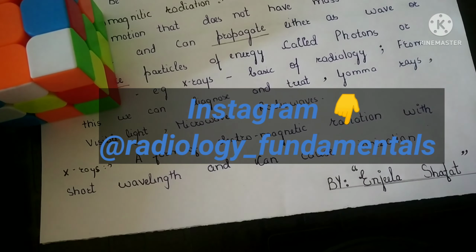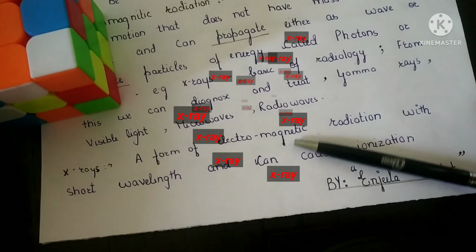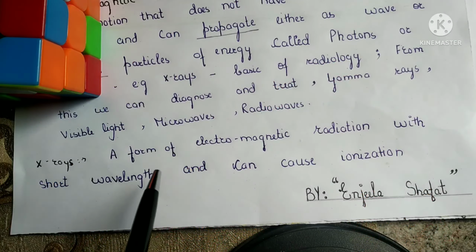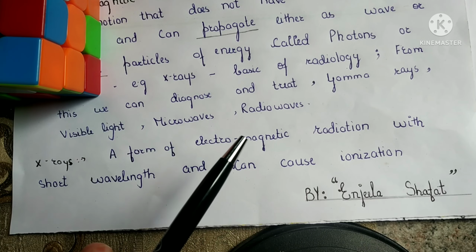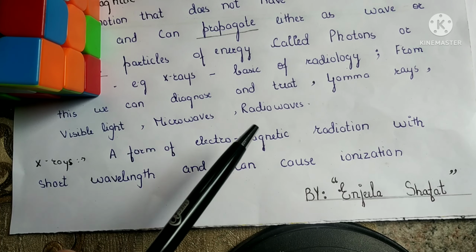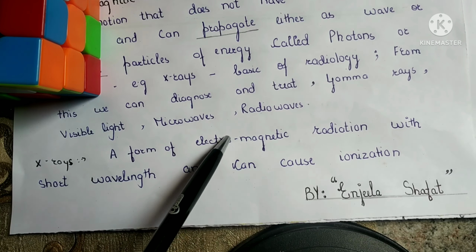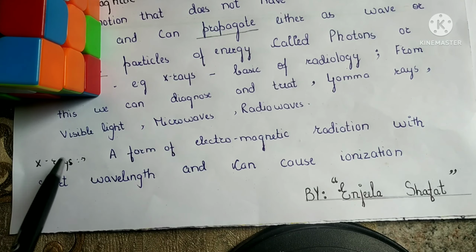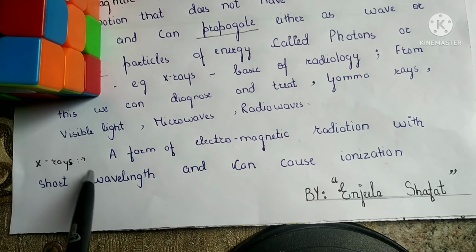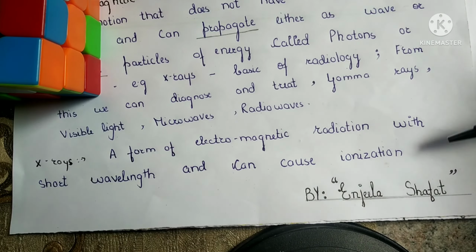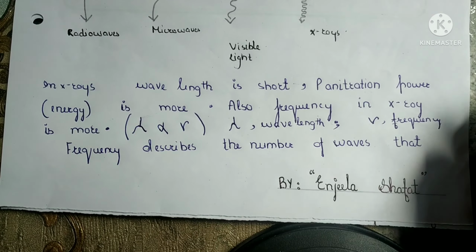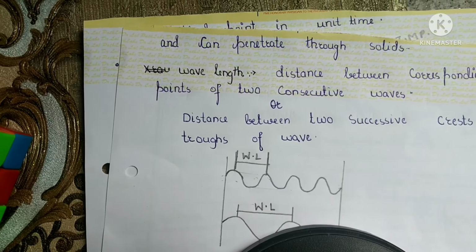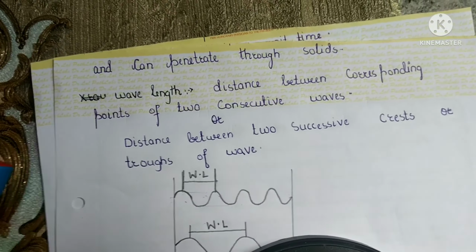So let's start our second lecture, which is X-ray. When we talk of X-rays, X-ray is a form of electromagnetic radiation. What electromagnetic radiation is has already been discussed in my previous video. For that, you can go through my previous video. So X-ray is a form of electromagnetic radiation with short wavelength and can cause ionization and can penetrate through solids, means it can get absorbed into the solids. This is the definition of X-ray.